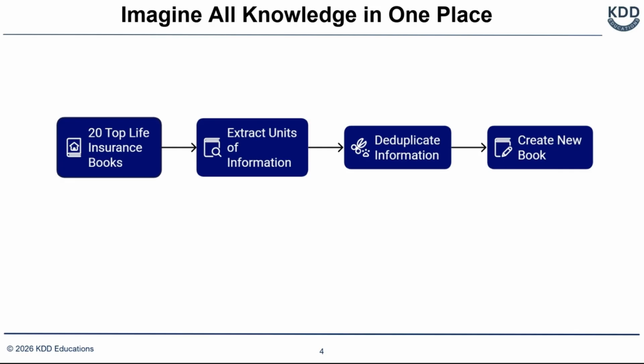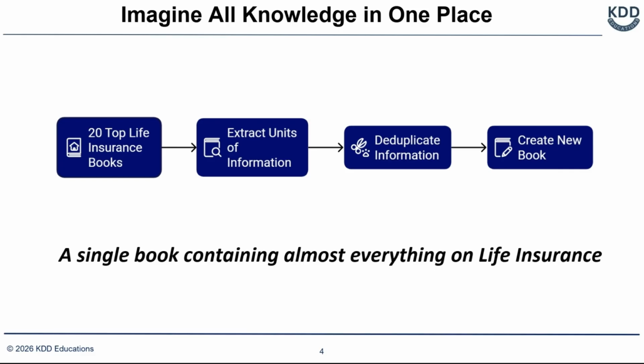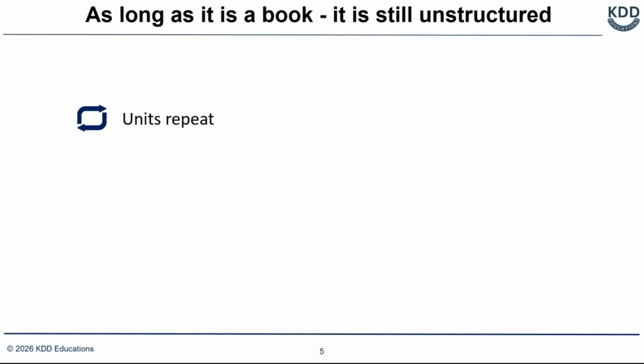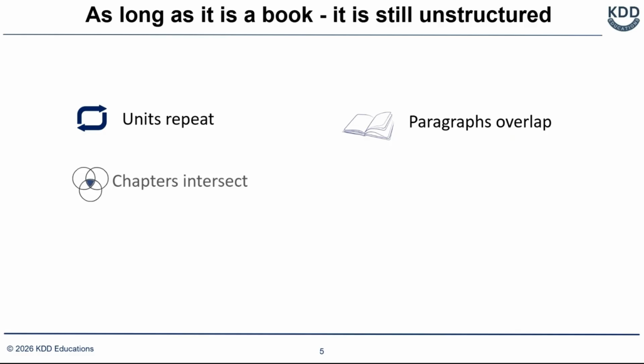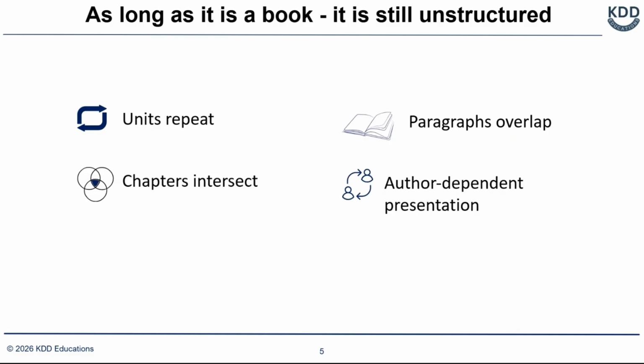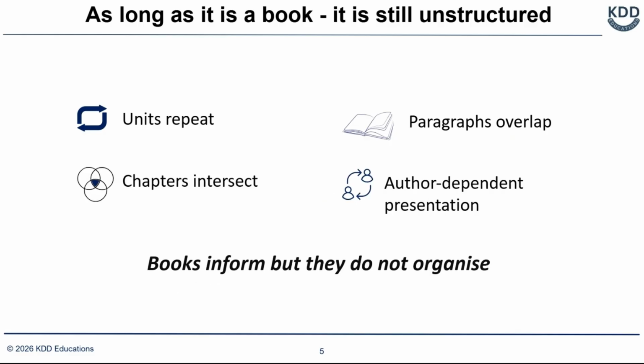A new book can be written that accommodates all the 25,000 units of information. This new book now contains the superset of life insurance knowledge. But as long as it is a book, it is still unstructured. Units repeat. Paragraphs overlap. Chapters intersect. Each author presents the content differently. Books explain concepts, they don't organize knowledge.